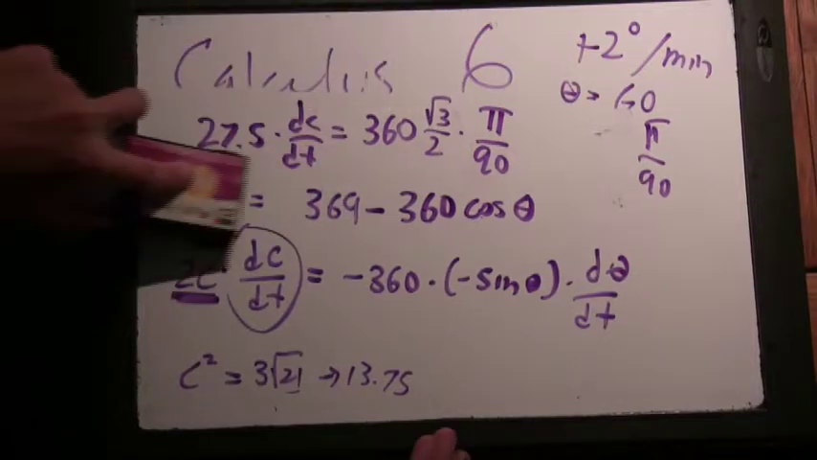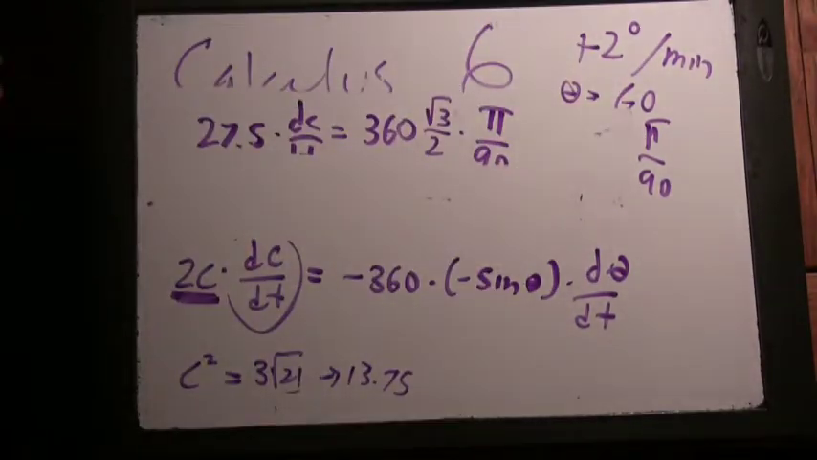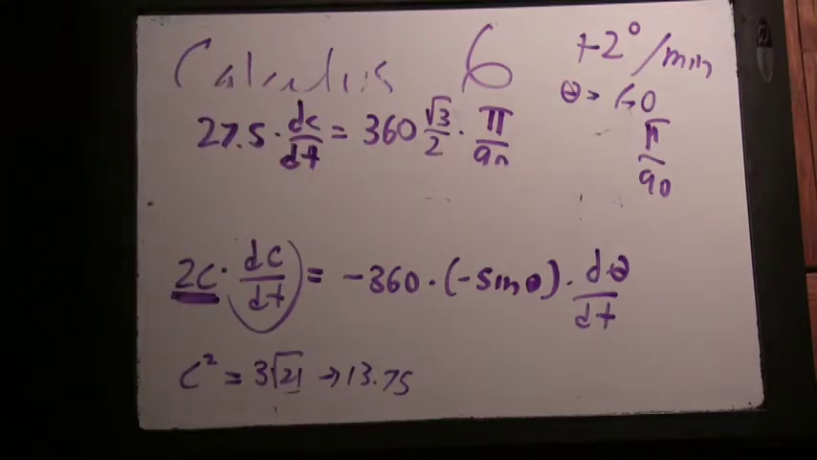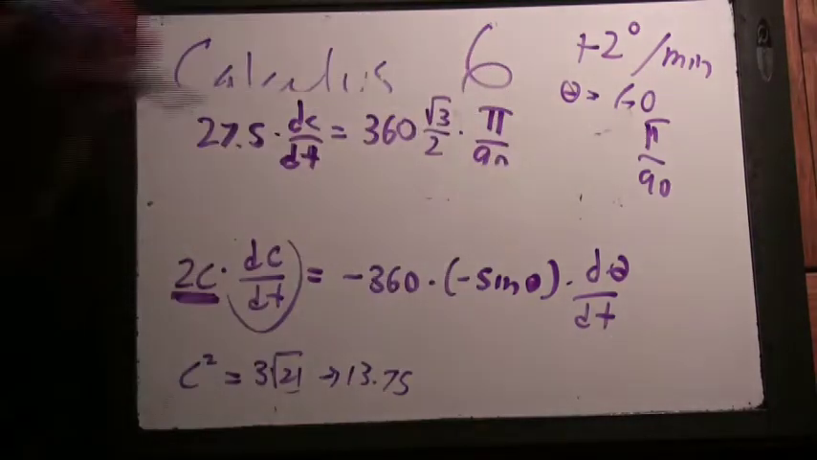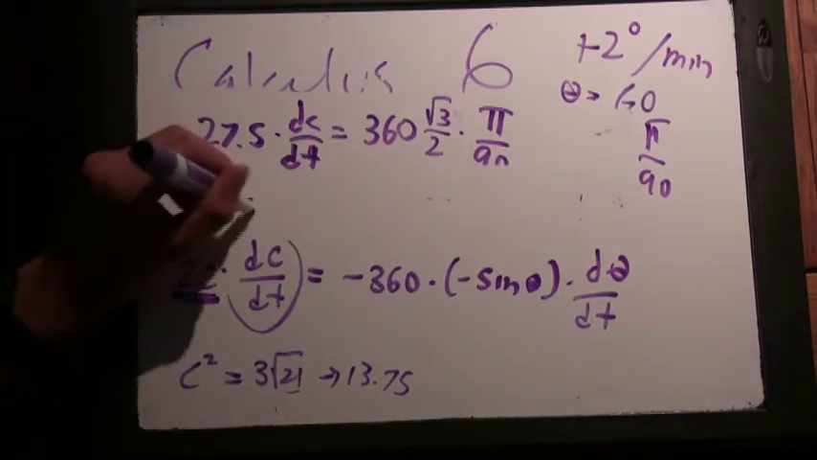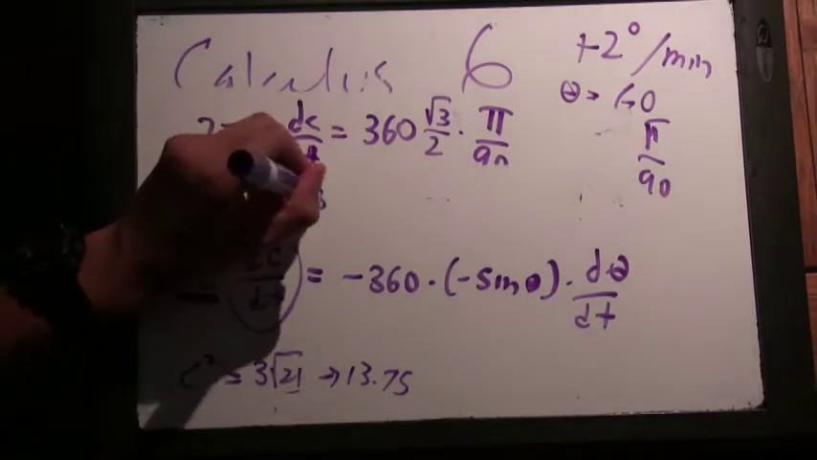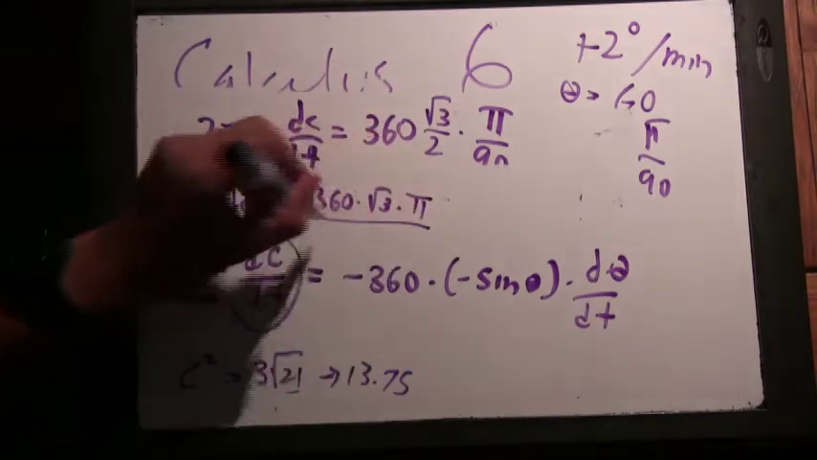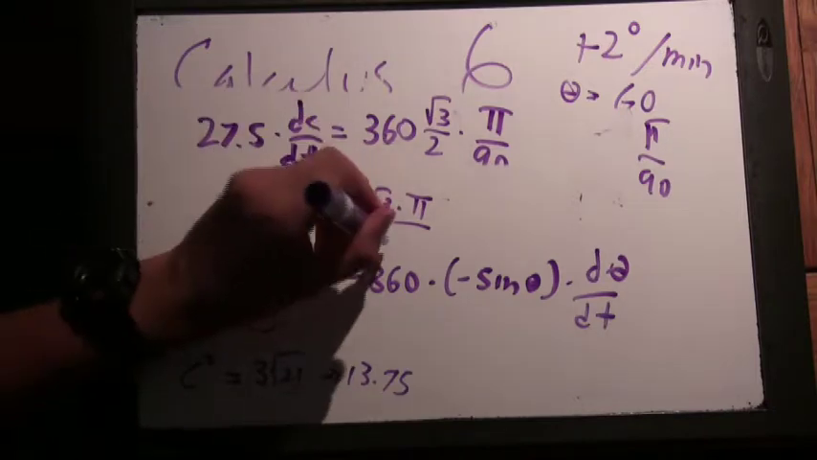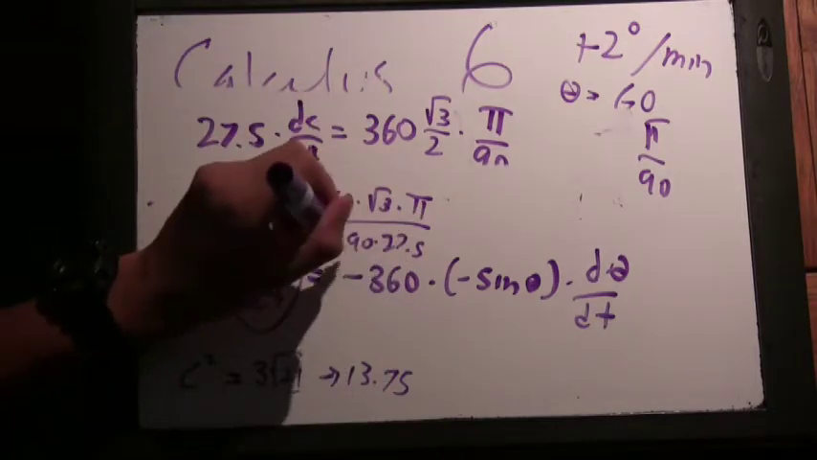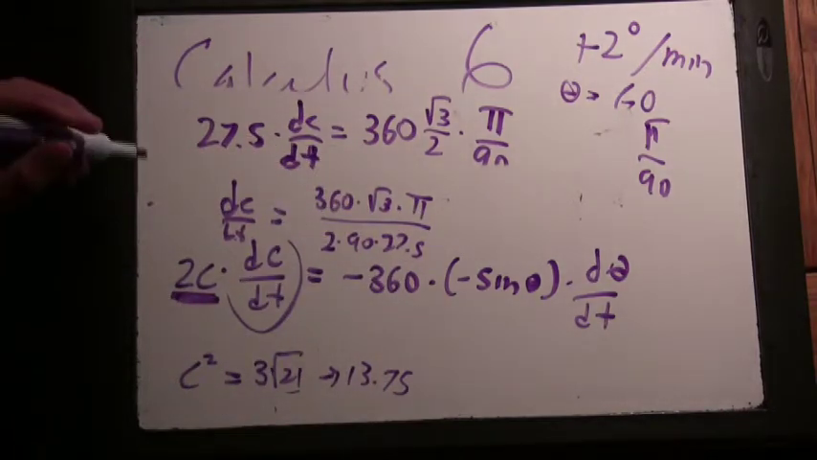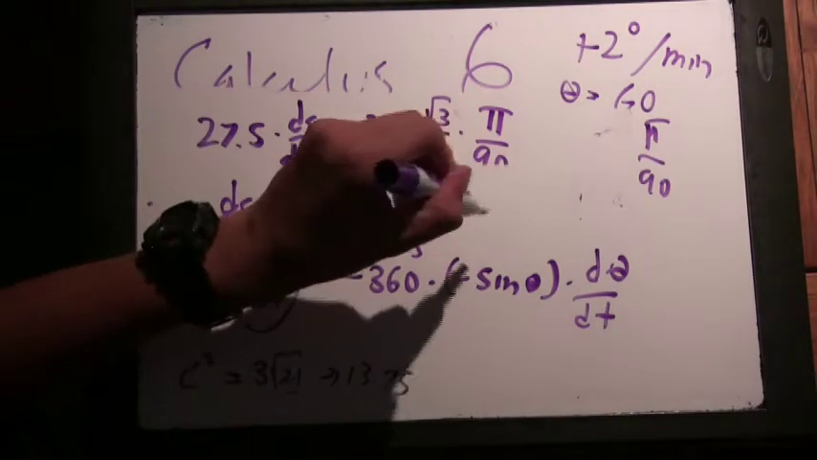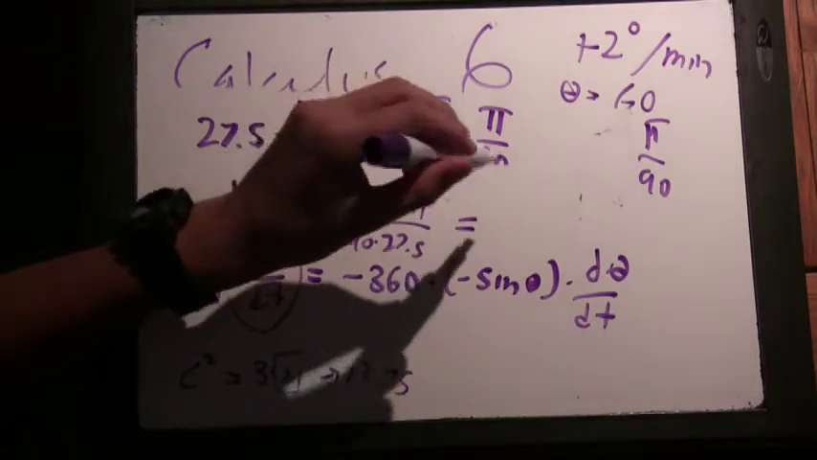Which is going to, okay, this is just messy algebra now. dc dt is 360 times root 3 times pi over 2 times 90 times 27.5. So let's call it, actually it's about 0.2.